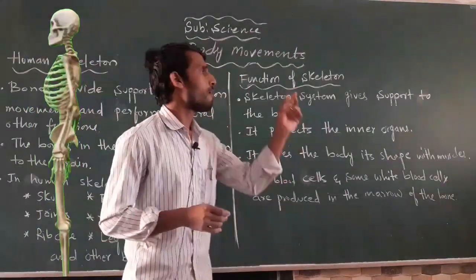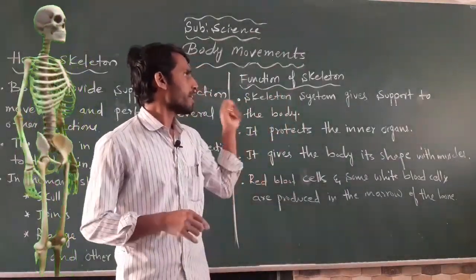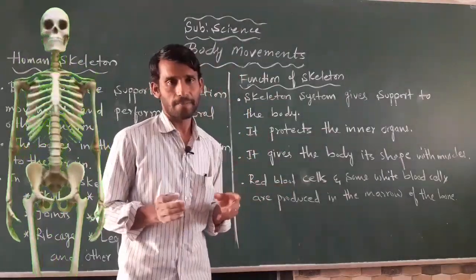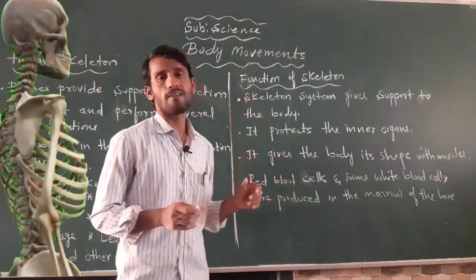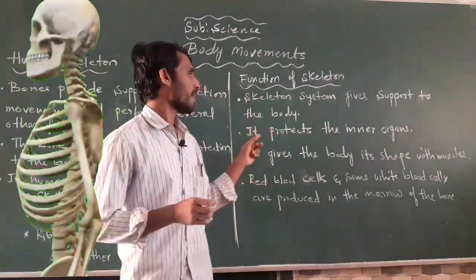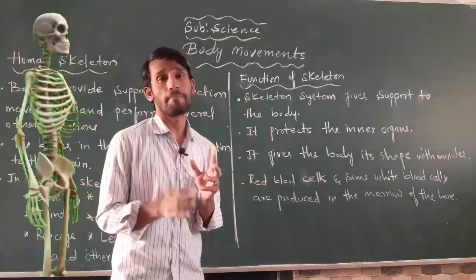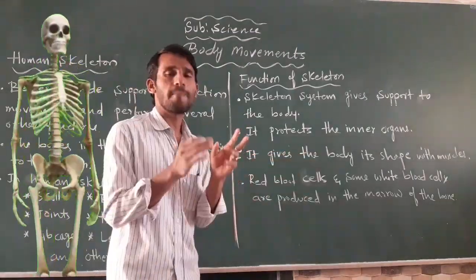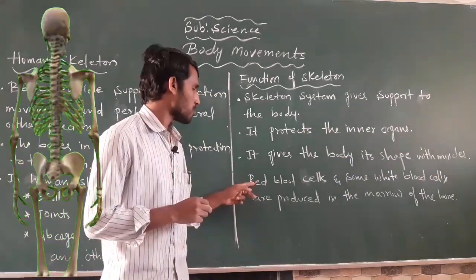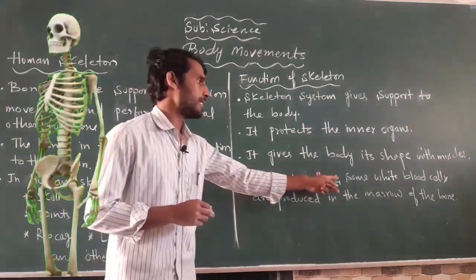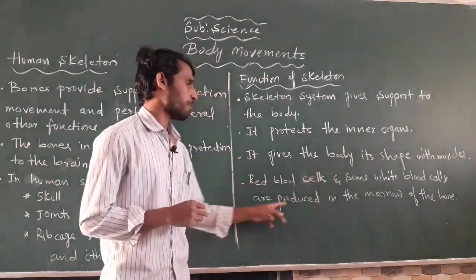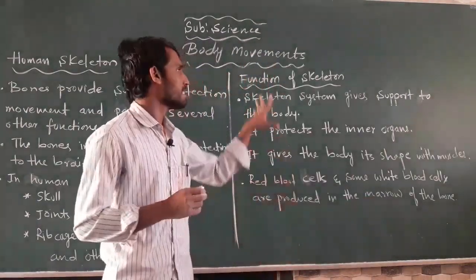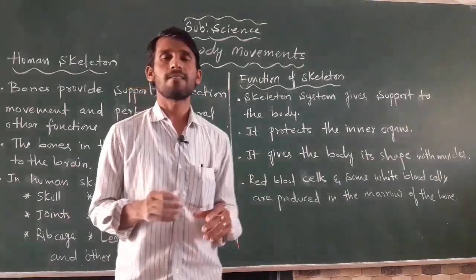Next, let us see the functions of the skeleton. Yes, friend, the skeleton system gives support to the body. This is one function of the skeleton. The next function is that it protects the inner body parts. Third, it gives the body its shape with muscles. Last, red blood cells and some white blood cells are produced in the marrow of the bone. Okay, these are some functions of the skeleton system.